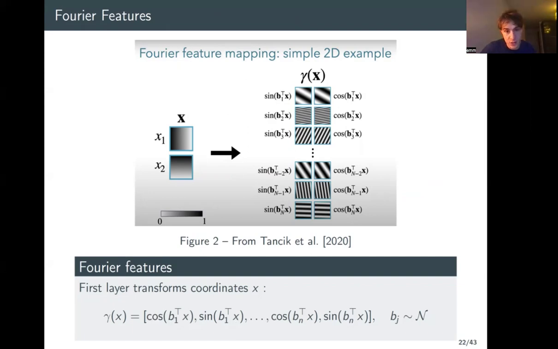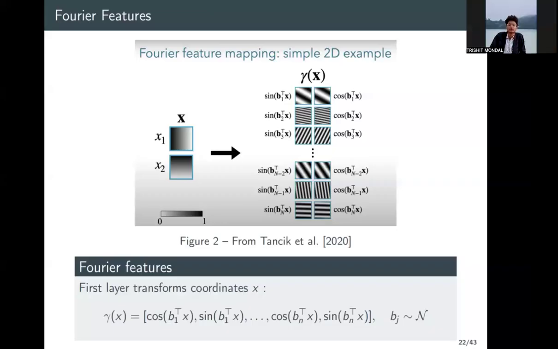And so I guess the intuition behind this is that B is going to correspond to some frequency value. So in 2D, it's going to have two values. Did you have any questions on this? I guess maybe you're familiar with this.